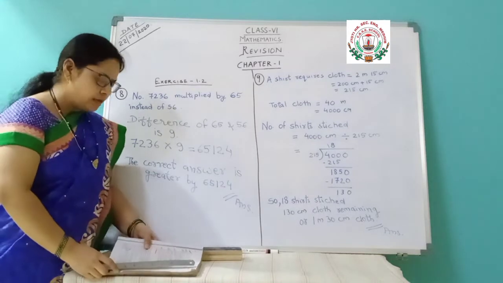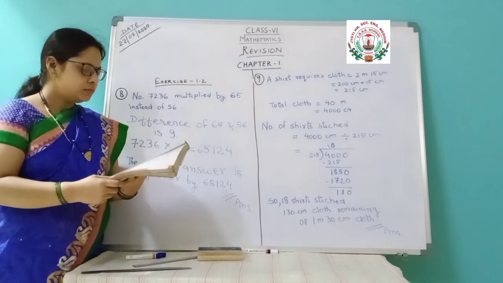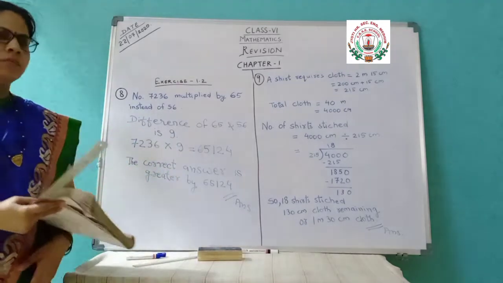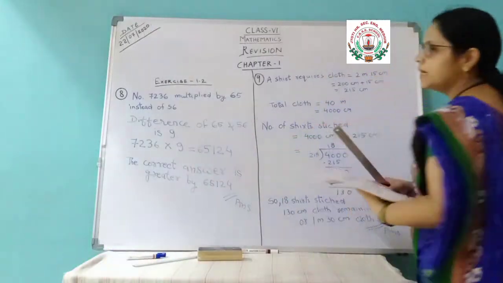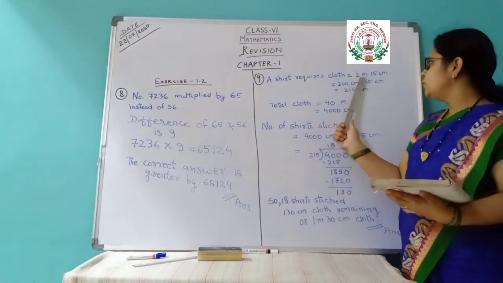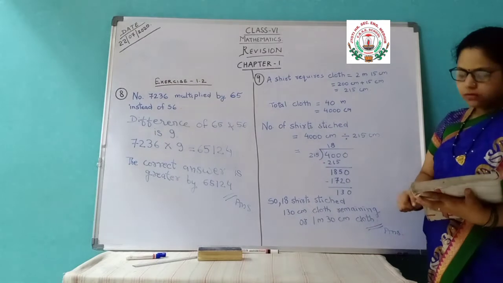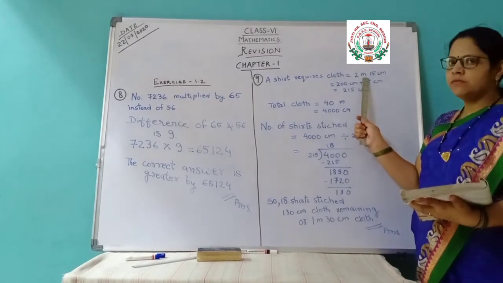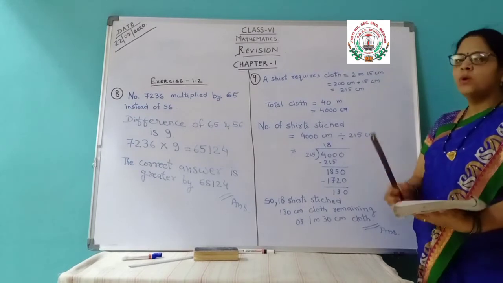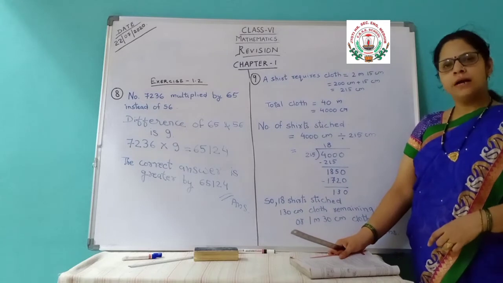Now question number 9 is also a little different. To stitch a shirt, 2 meter 15 centimeter cloth is needed. So a shirt requires how much cloth? 2 meter 15 centimeter. So instead of writing meter, we can convert to centimeter, because one is given in centimeter. 1 meter is equal to how many centimeters? 1 meter is equal to 100 centimeter.